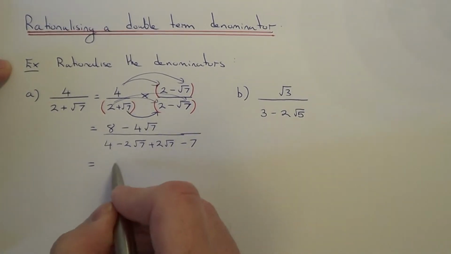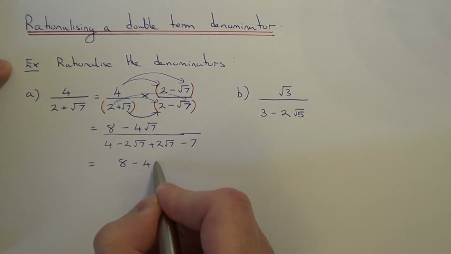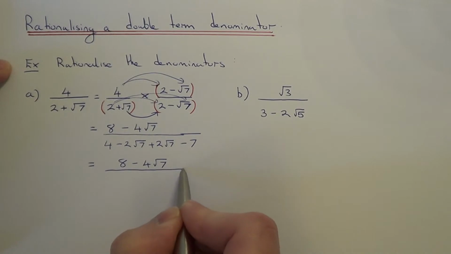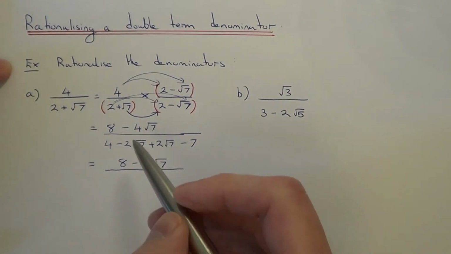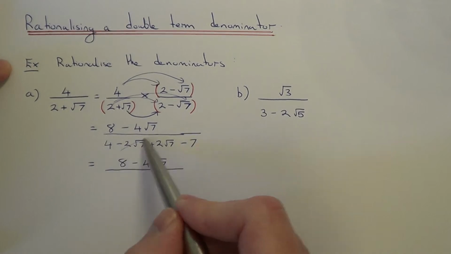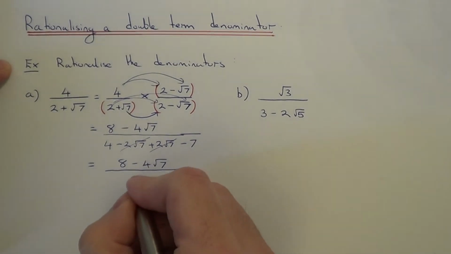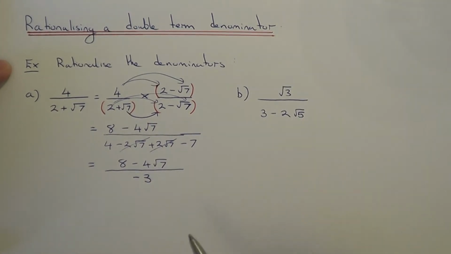So there's nothing to simplify on our numerator. The denominator we can. So if you notice, the middle terms cancel out, because it gives you 0 root 7, and 4 take away 7 will be minus 3. So as you can see, we now got a rational number on our denominator. So the little trick of changing the sign in the middle has worked.